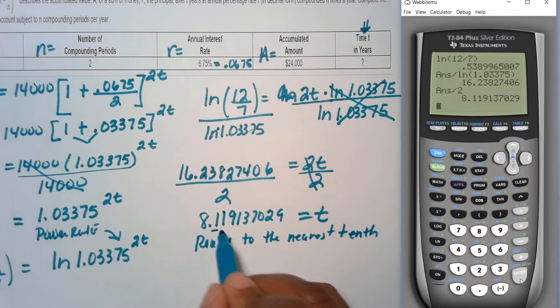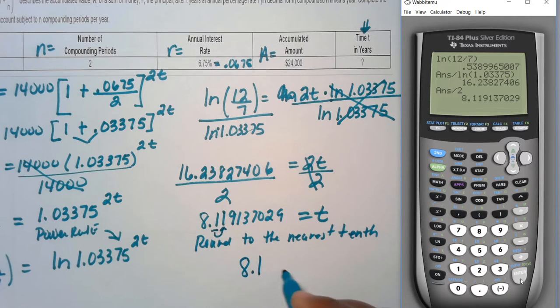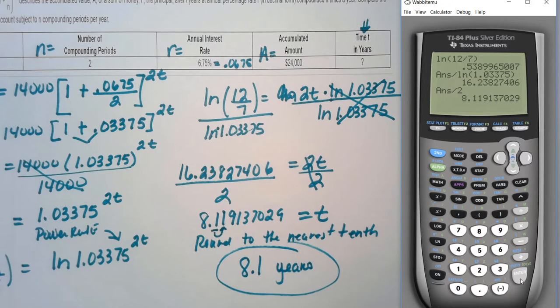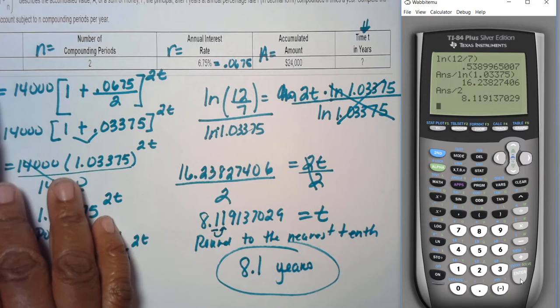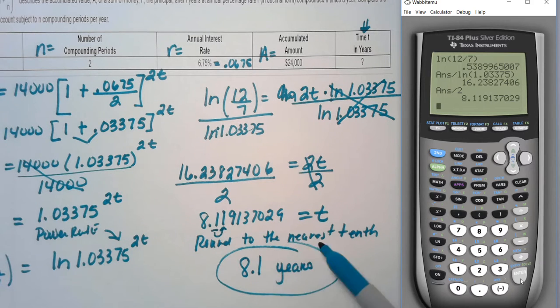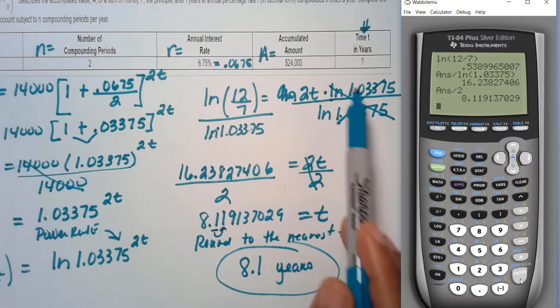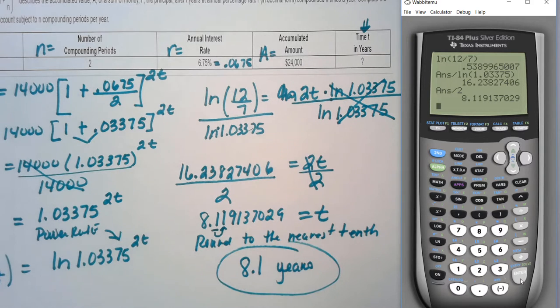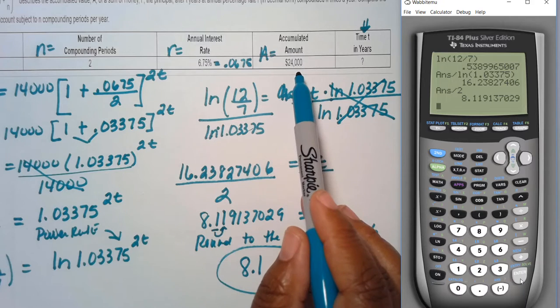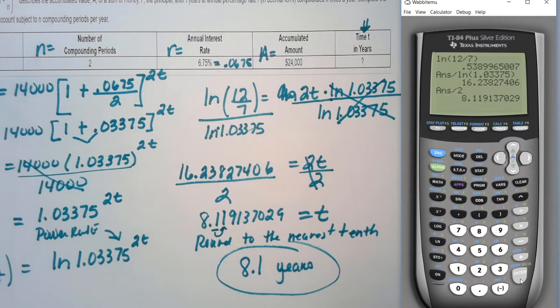So let's look at this 1, which I'm underlining, and then we look to the right. If it's 5 or greater, we add to the 1. If it's less than 5, we keep the 1. So how many years did it take for you to invest $14,000 twice a year? This is how much you invested within the 8.1 years. It took about 8 years for this investment to accumulate $24,000. There we go.